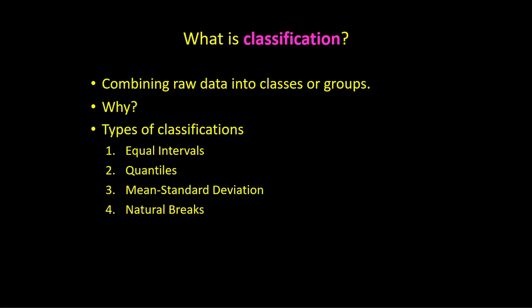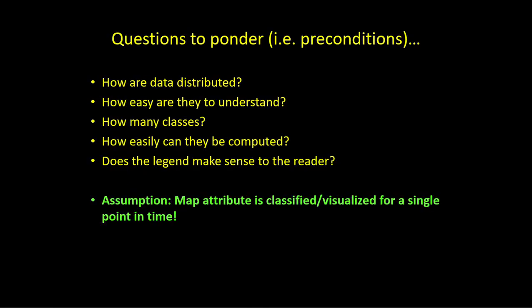Here we've got 4 of them that we can find in ArcGIS: equal intervals, quantiles, mean standard deviation, and natural breaks. The book goes in and talks about a few different ones, and there are several more out there. Before you do any classification, it's important to ponder these particular questions that we see here. And as always, we need to think spatially.